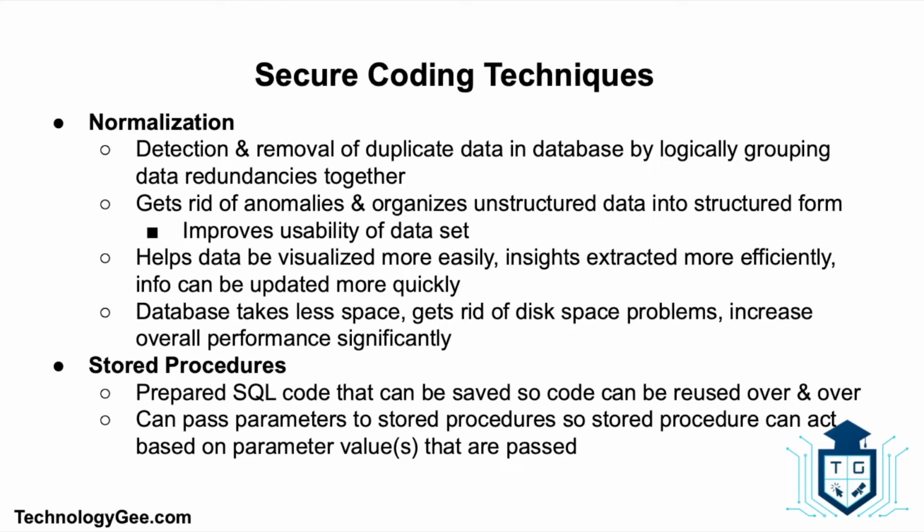By getting rid of all anomalies and organizing unstructured data into structured form, normalization greatly improves the usability of a data set. Data can be visualized more easily, insights can be extracted more efficiently, and information can be updated more quickly. As redundancies are merged together, the risk of errors and duplicates, further making data even more disorganized, is reduced. In addition, a normalized database takes less space, getting rid of many disk space problems and increasing its overall performance significantly.